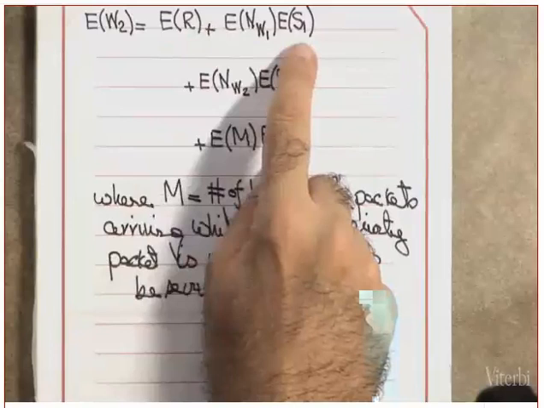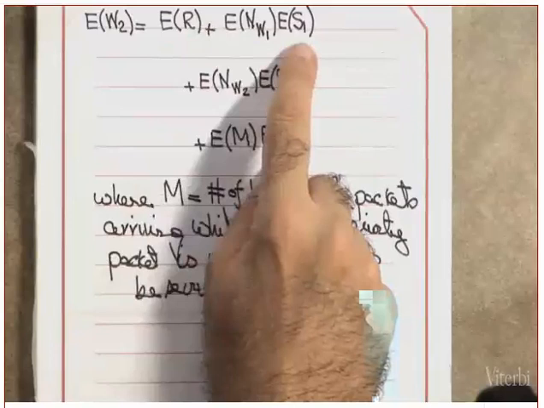Clear? What is the unknown here? I need to find E of R. What is E of R? E of R is lambda E of S square over 2. Clear? Where lambda is lambda 1 plus lambda 2.